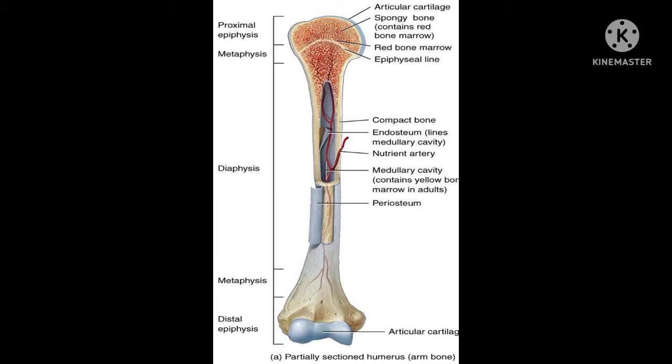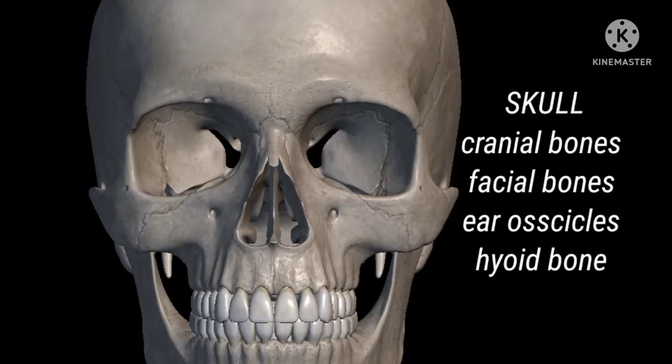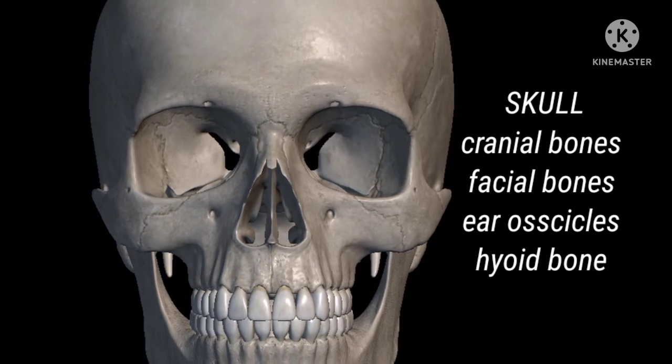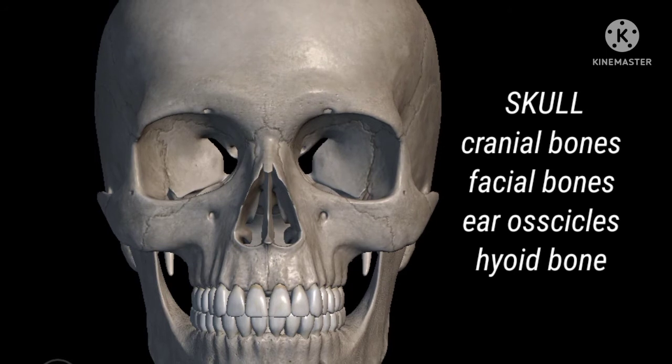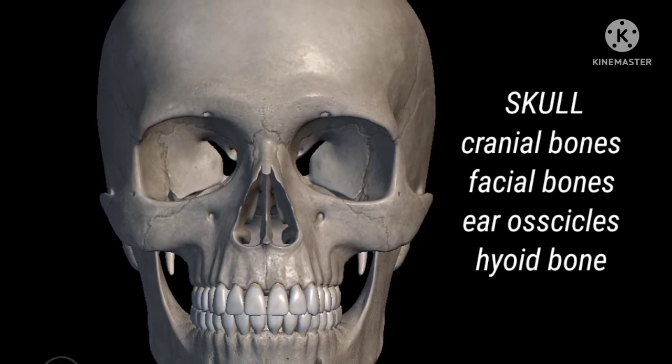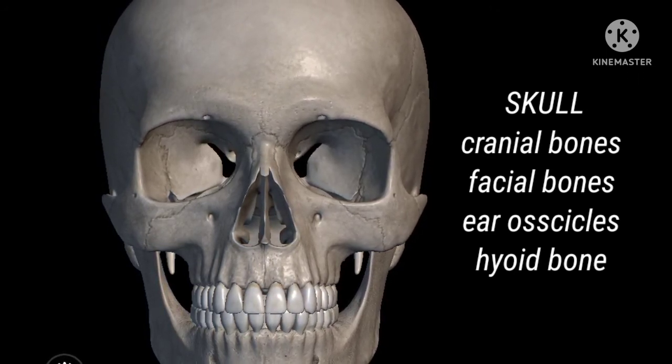Let's see once again the parts of the bone: articular cartilage, spongy bone, periosteum, endosteum, compact bone, marrow cavity, then spongy bone and bone marrow, in which the blood cells are produced. Now let's see the skull, which consists of cranial bones, facial bones, ear ossicles, and hyoid bones. The cranial bones are 8 in number. Facial bones are 14 in number.